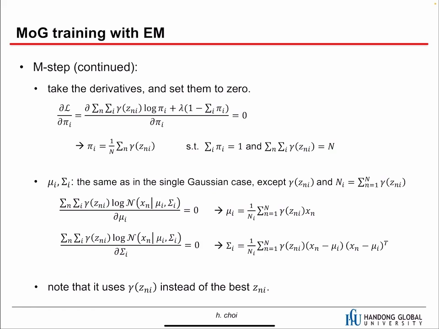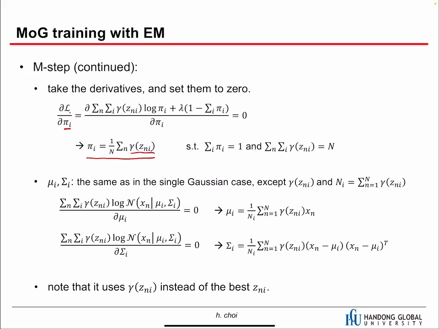Now let's take the derivatives and set them to 0. So this one is our function, and we take a derivative with respect to pi sub i, and then set it to 0. Then simply we get this one. Pi sub i is the average of responsibility. We have n samples. Then for n samples, the ith component has responsibility. Then we sum them up and take an average.